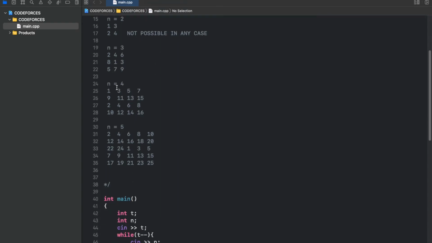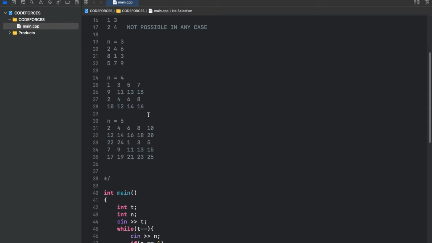Let's talk about 4. For 4 we will first write the odd numbers, that is 1 3 5 7, and up till 4 square minus 1, which means up to 15. After that we will write the even numbers, so that will automatically go up till 16. I'll show you the code.